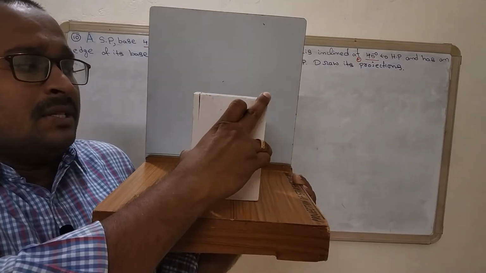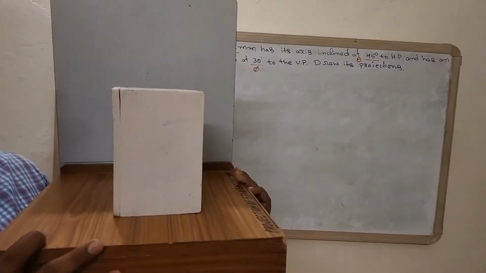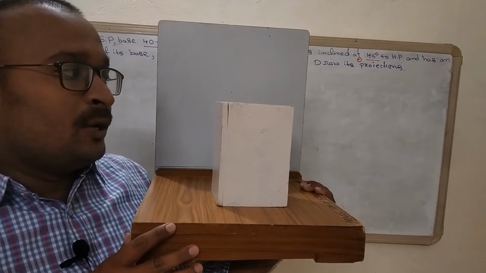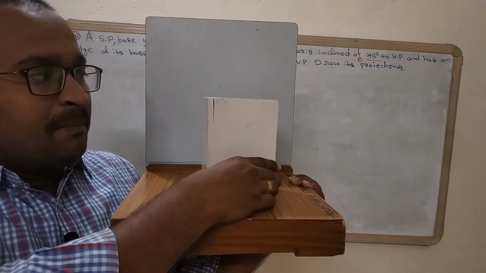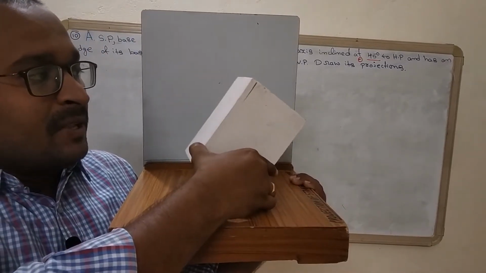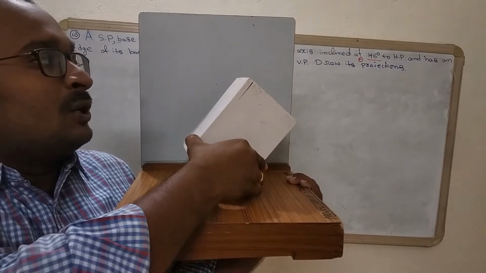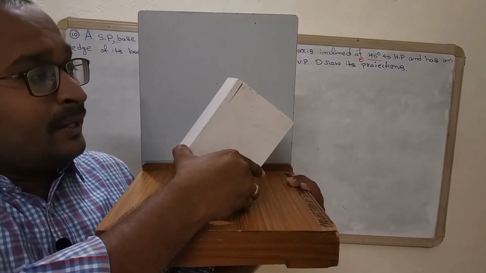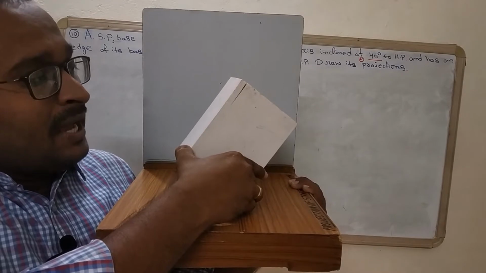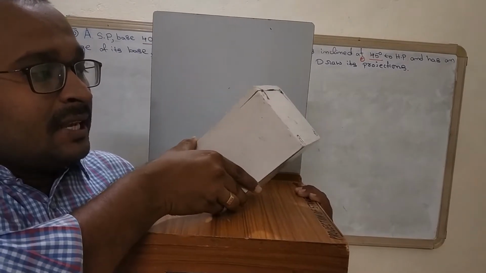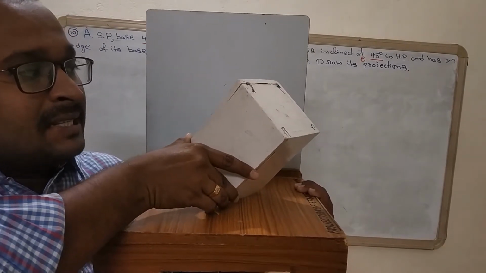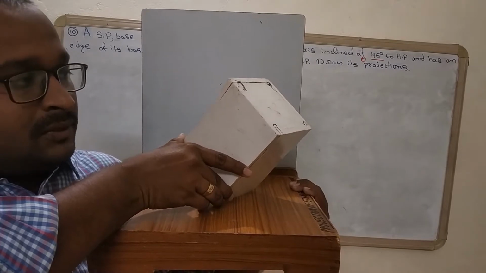For our convenience, there are three stages in projection of solids inclined to both the planes. One is the simple position, and the second one is the axis inclined to one plane and parallel to the other plane. And the third one is inclined to both the planes. That is the final stage. Right?